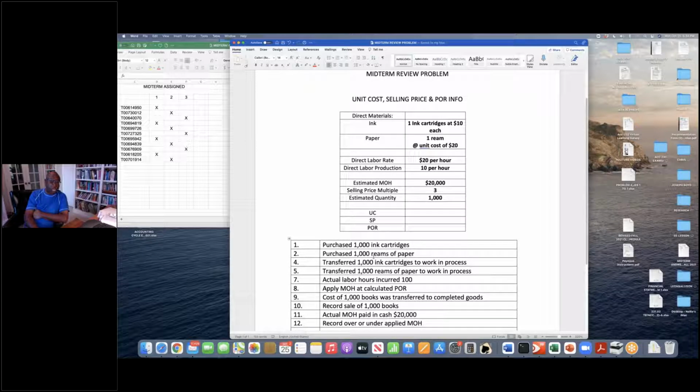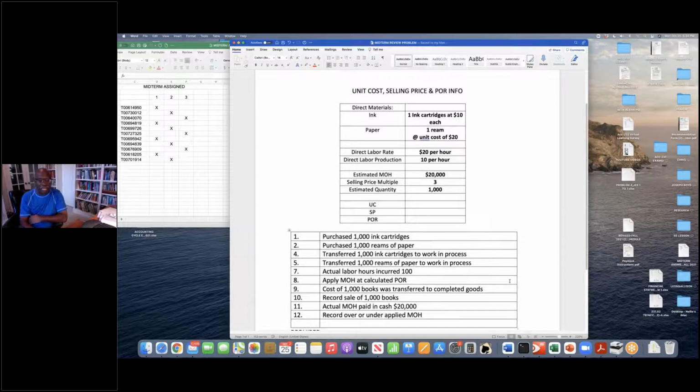We purchase 1,000 ink cartridges, 1,000 reams of paper. We transfer it all in, and we actually make 1,000 books. We transfer all those books out and we sell them. So the focus here is, okay, if everything worked out perfectly in the scenario, so there's no exception in everything, can we work it then?